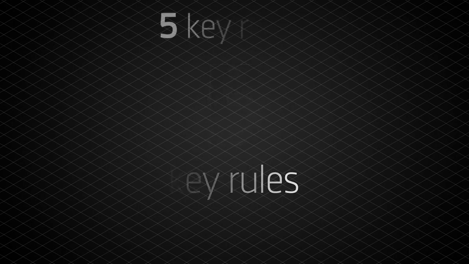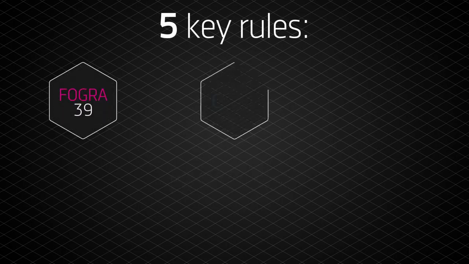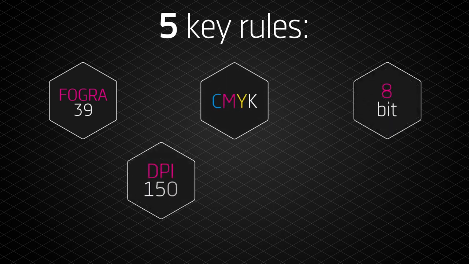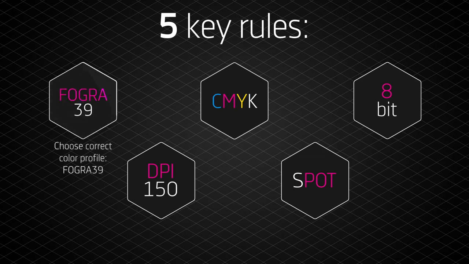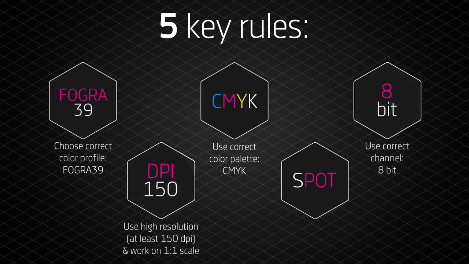Every time you start working with designs, there are 5 important things that you need to check or set on your Photoshop. If you make a mistake in any of those settings, your design will not be printed properly. It means that either the file will not be recognized at all, so not printed, or it will be printed without any structure. The 5 rules are: choosing correct color profile, using CMYK color palette, using 8-bit channel, size and minimum resolution of 150 dpi, using spot channel. Let's go deeper into each of it.